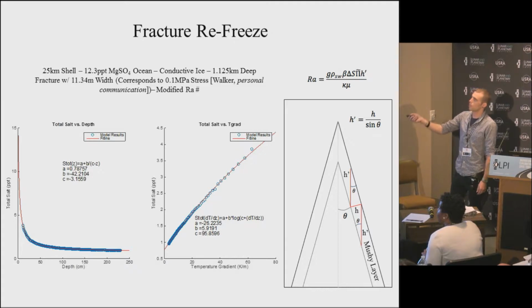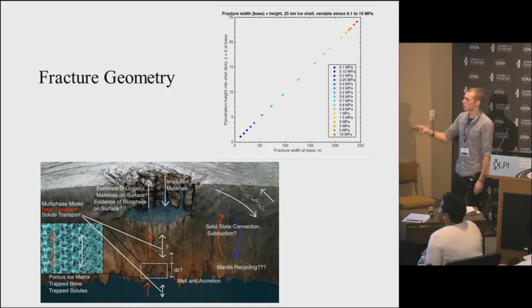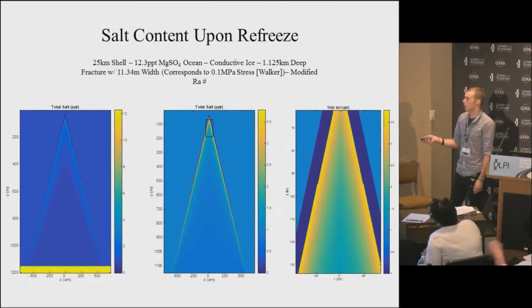So we took some numbers from working with Catherine Walker for basically fracture geometries and modified the model a little bit to amplify the gravity drainage parameterization, since now you have a more vertical geometry instead of just a flat plane that you're freezing out. But you can produce these same relationships under a different thermal environment, for how much salt you're going to trap in there. This is just the work that she had done relating the fracture geometry to the stresses in the shell.